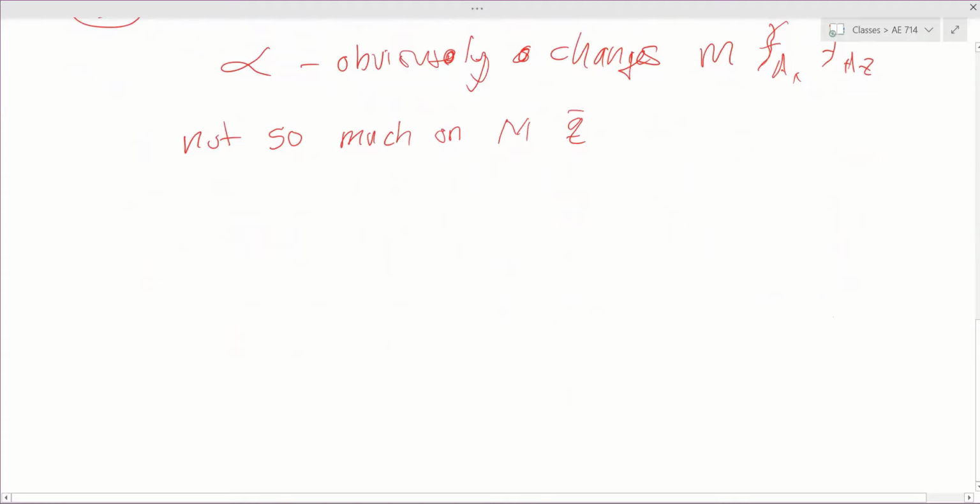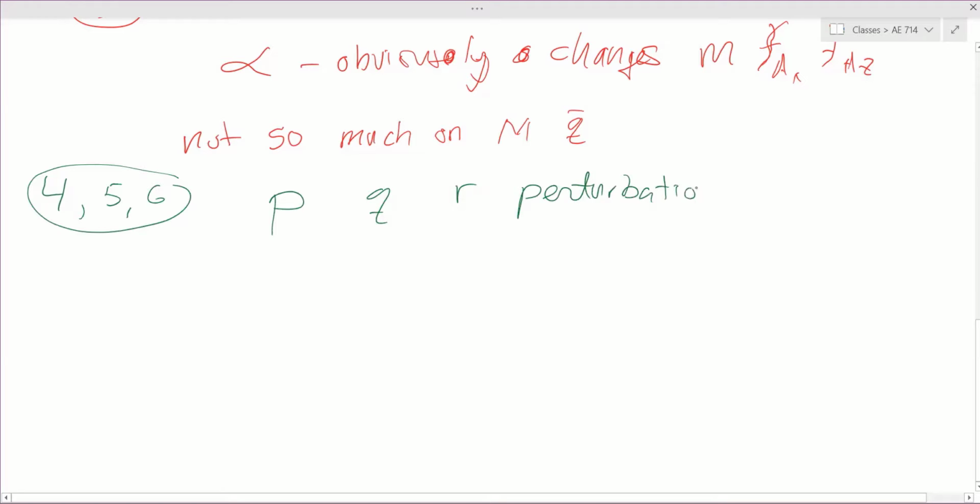Okay, we're going to look at p, q, and r all together. So we're going to knock those out. So this is 4, 5, and 6. So we're talking about p, q, and r perturbations. And this is obvious as well, because these cause changes in the airflow. And so they affect all the forces and moments.